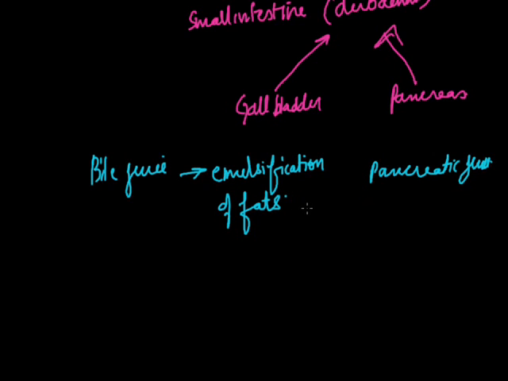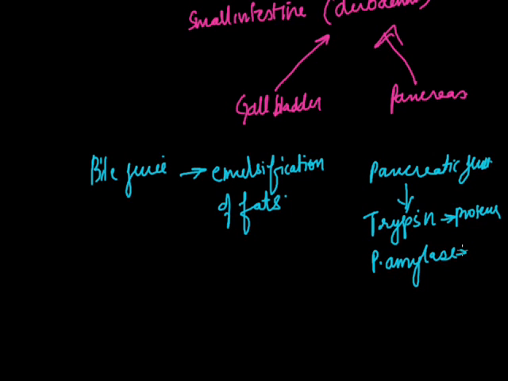Here in the duodenum, fats are emulsified by bile, remaining proteins are digested by trypsin and starch by pancreatic amylase. Pancreatic juice consists of enzymes including trypsin and pancreatic amylase. Trypsin will act on proteins and pancreatic amylase will act on starch.